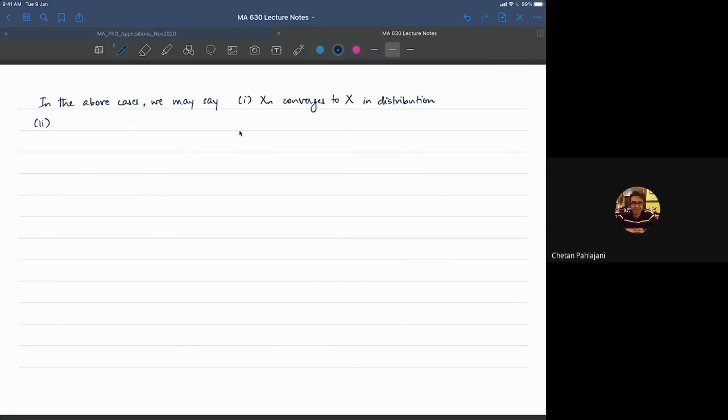Another way of saying that would be to say that mu n converges to mu weakly. And a third way to say the same thing would be that Fn, the CDF, converges to F weakly.